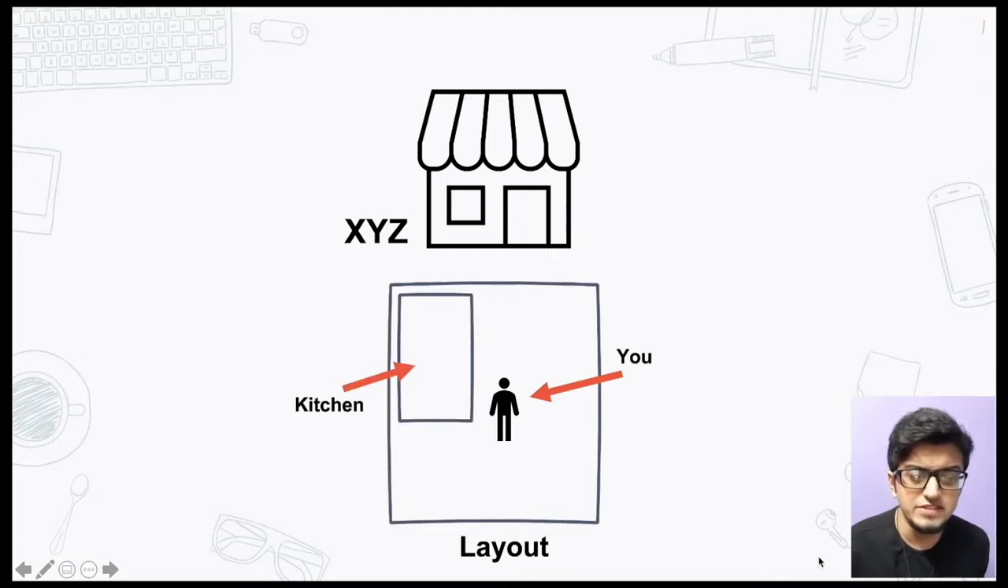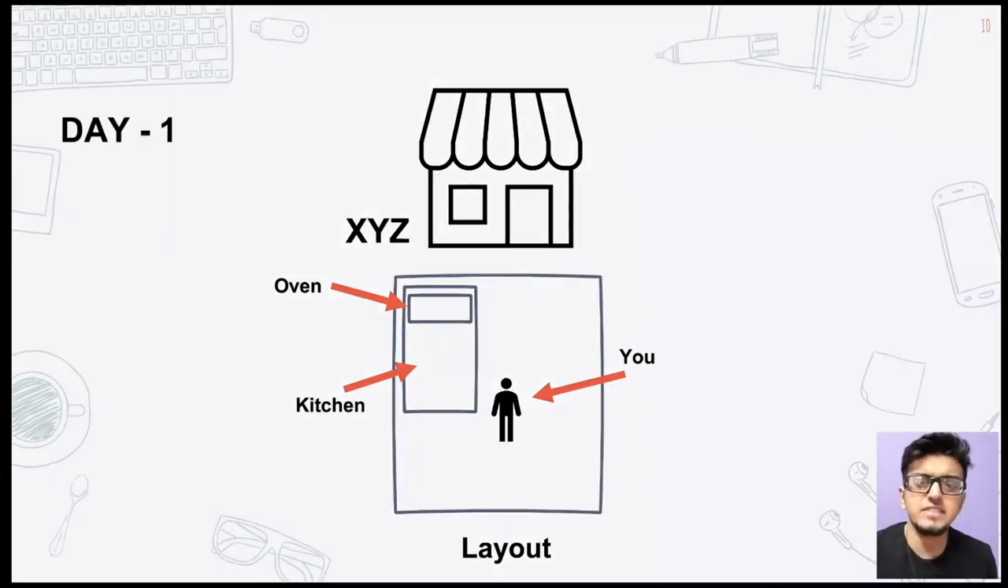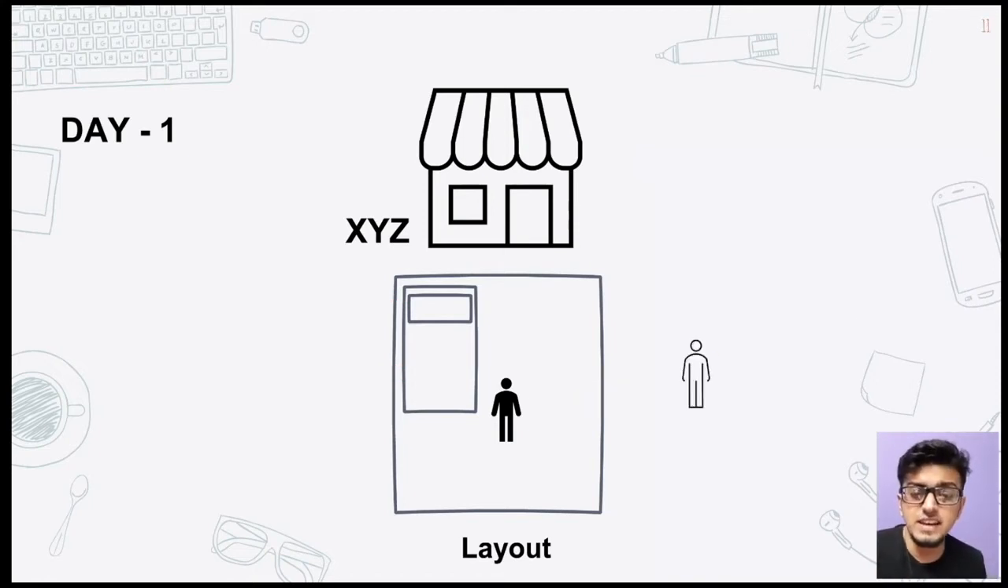Within this restaurant you have a single kitchen, and within this kitchen you have a single burner to cook the food. Since there is a money constraint, we have limited resources here. Now let's take an example: on the first day of your business, since you are quite new, the number of customers is quite low. Let's assume only a single customer came to order some food.